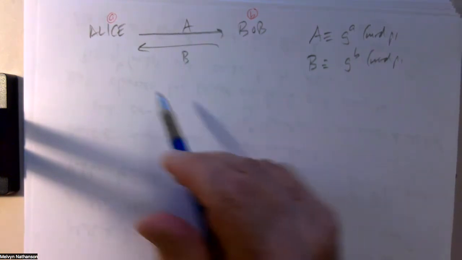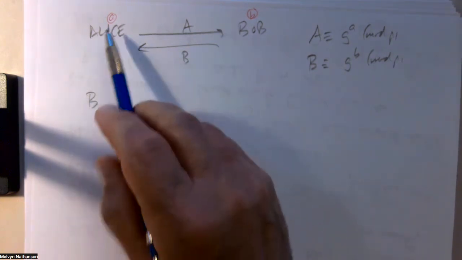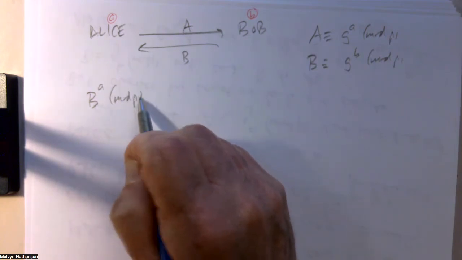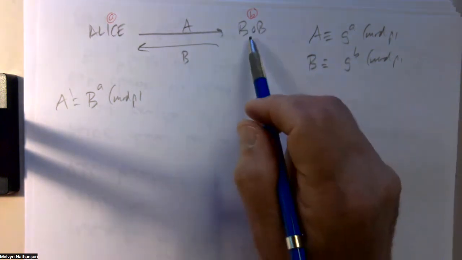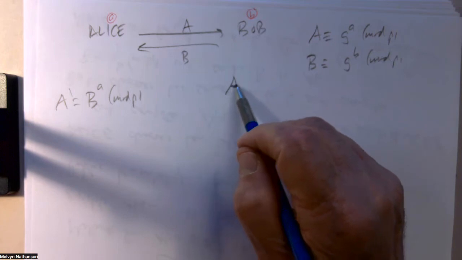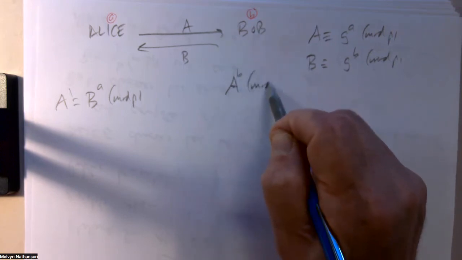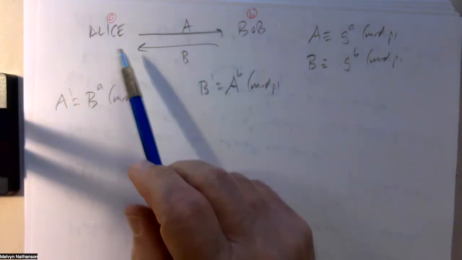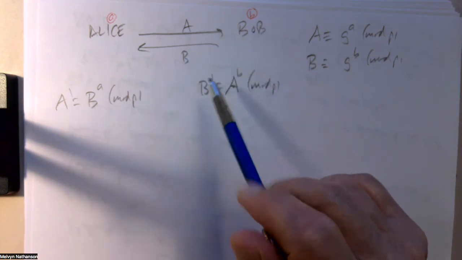And Alice does the following. Alice takes the number B and raises it to her secret number a mod p and calls that A prime. Bob, who got the number capital A from Alice, raises it to his secret number b and reduces it mod p, and we call that B prime. So Alice has capital A prime and Bob has capital B prime.